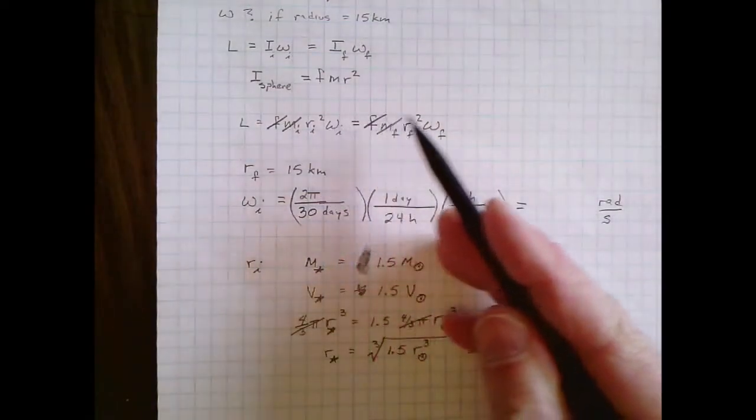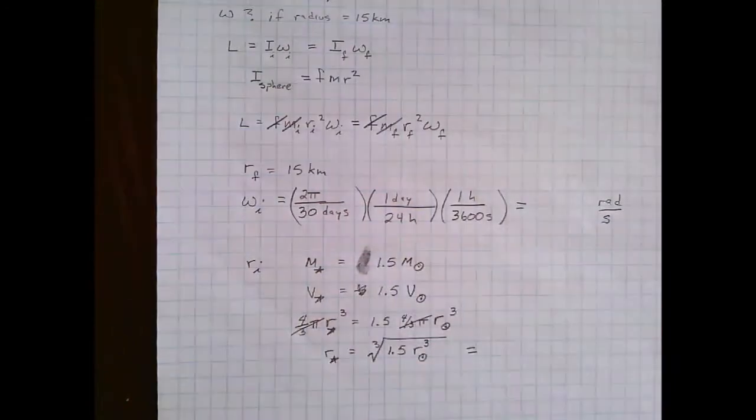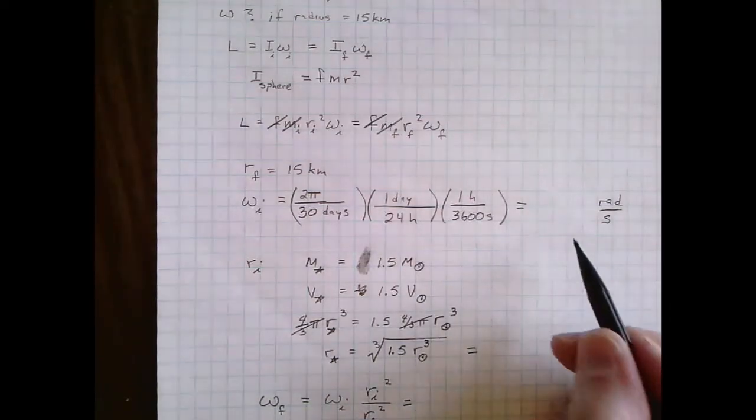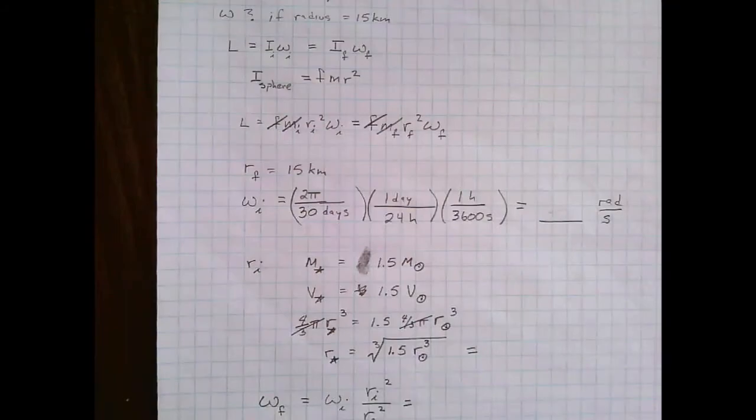Up here we have L. Okay, let's solve this for omega final. Omega final equals omega initial times R initial squared divided by R final squared, which will be whatever number we get out of here, times R initial. This is our R initial, the radius of the star. And R final is 15 kilometers. So we do have to have this in kilometers.